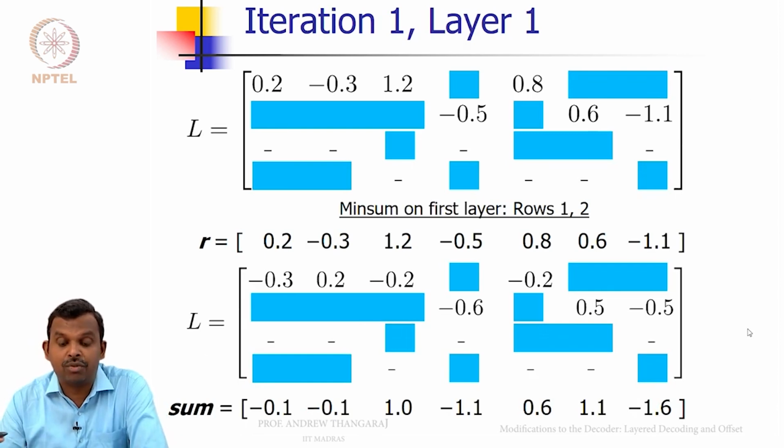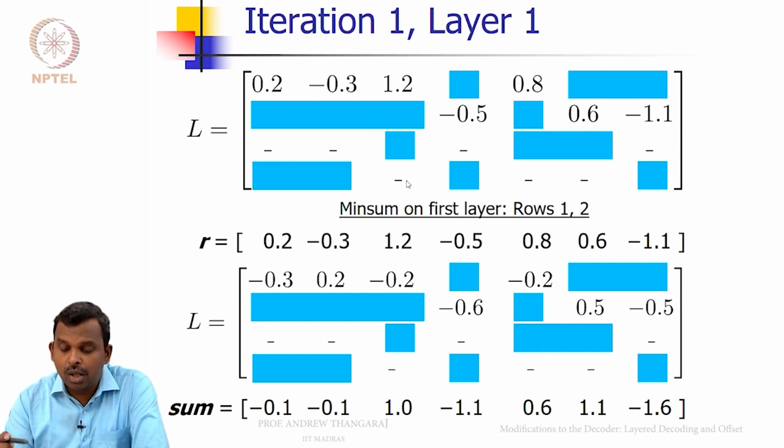So after we initialize, we jump into the iteration. This is iteration 1, layer 1, and we saw that L was initialized in this fashion. These values went and sat there, and now you do row processing. How do you do row processing? We use min sum, as always.